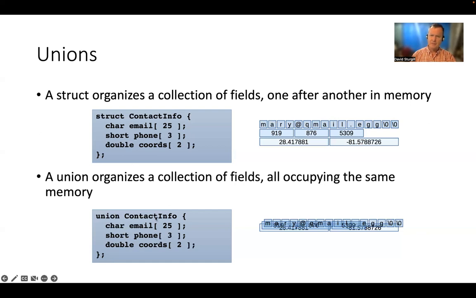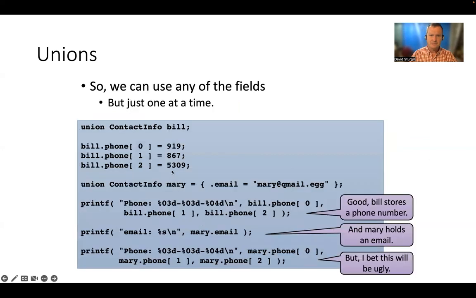It has to plan to be able to store either this 25 character array or this, I guess it'd be a 6-byte phone number, or I guess these would be 8 bytes apiece. So for 3 doubles, that would be 24 bytes for GPS coordinates. So it seems like here email is the largest field, so that would determine the size of the union. The union has to be able to store any one of its fields, so it has to have enough memory for the largest of those fields.